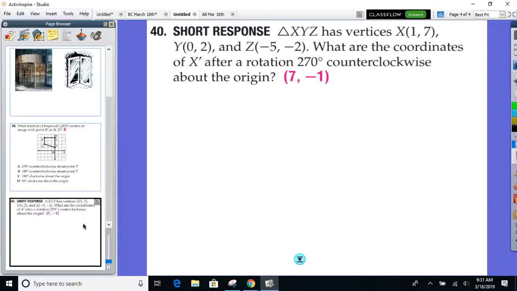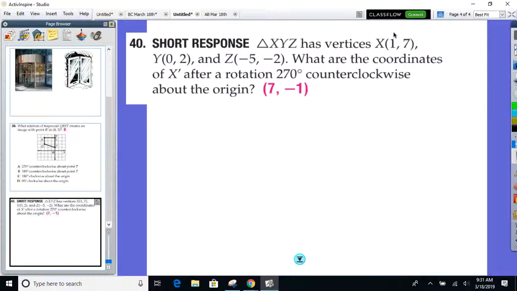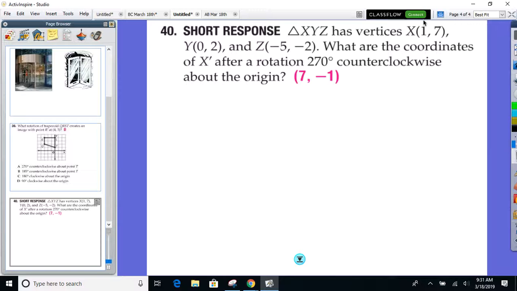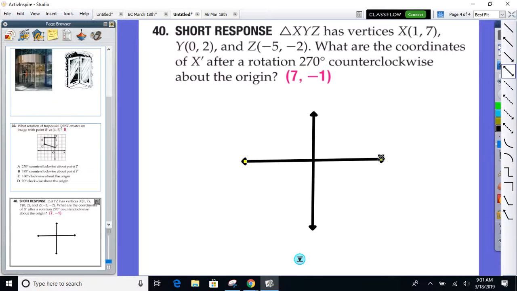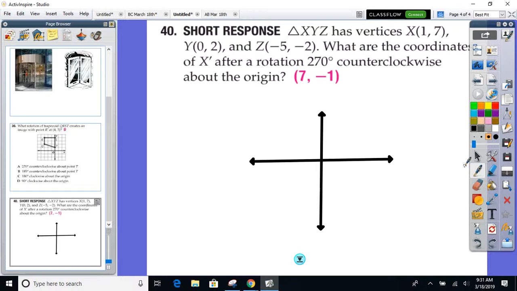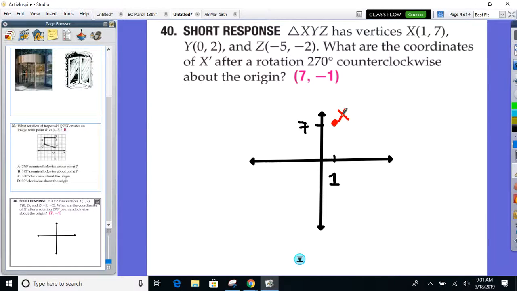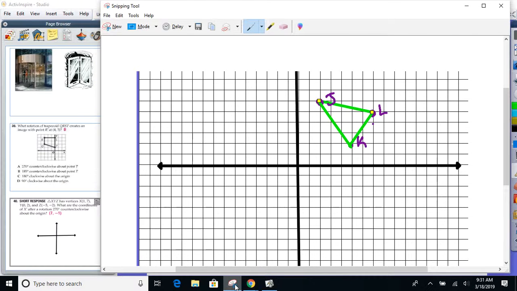What are the coordinates of x prime after a 270 counterclockwise? So now you're taking 1, 7 and rotating it, right? Just for time's sake, I'm going to do a quick sketch instead of getting out an actual graph, which I know is a no-no by me. But so here's 1, 7. Point X. Good.